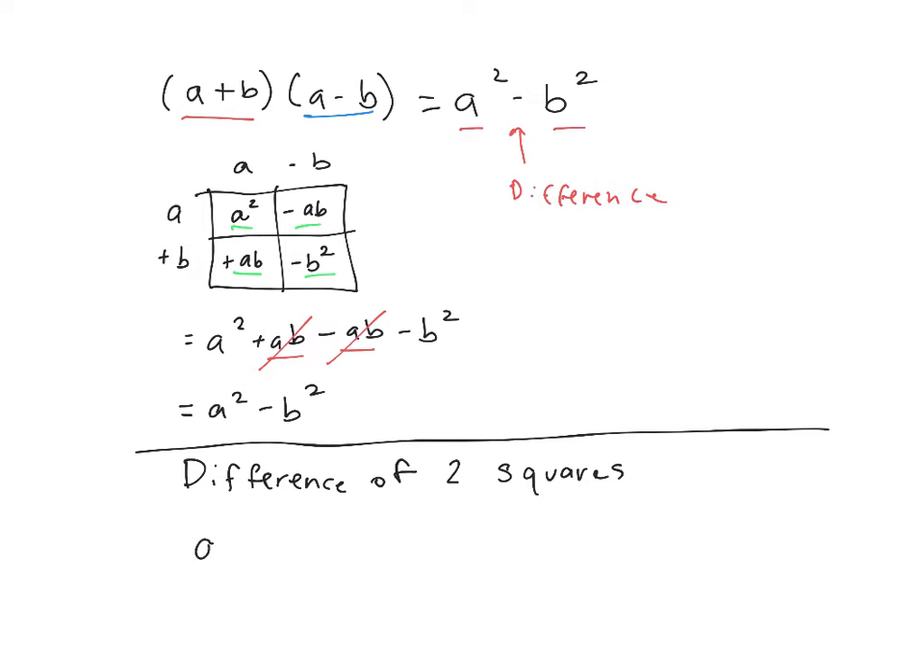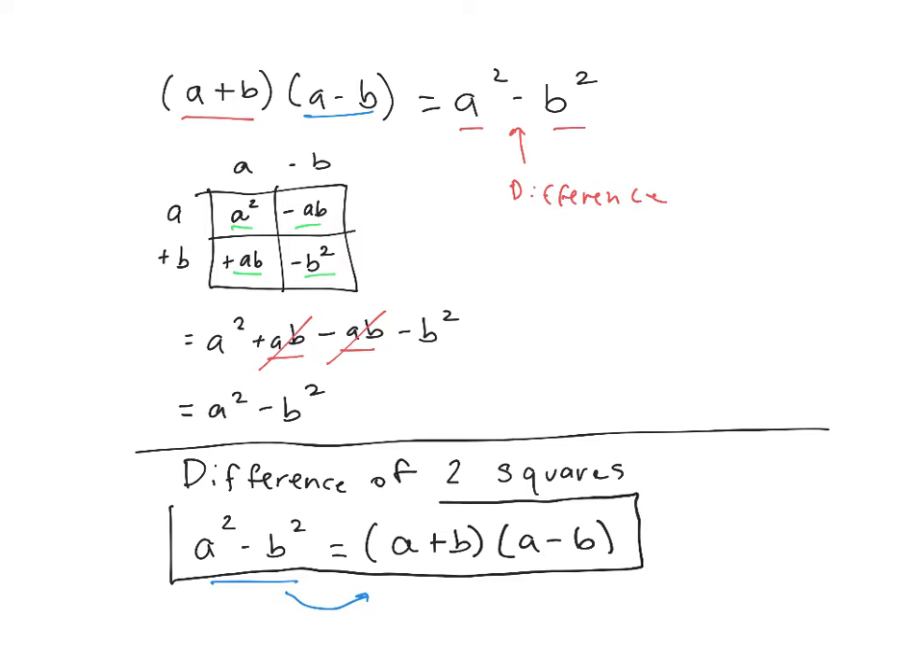So the rule is if I have a difference of two squares, I can rewrite it in factored form as a plus b times a minus b. Because remember, right now in this chapter, we're factoring. So I'm trying to take some polynomial and turn it into a factored form. So that box kind of sets us up, but this is our rule that we're going to be using today. A squared minus b squared equals a plus b times a minus b.